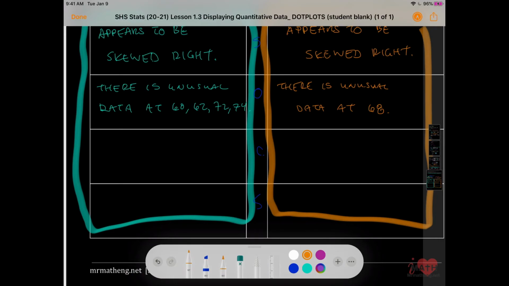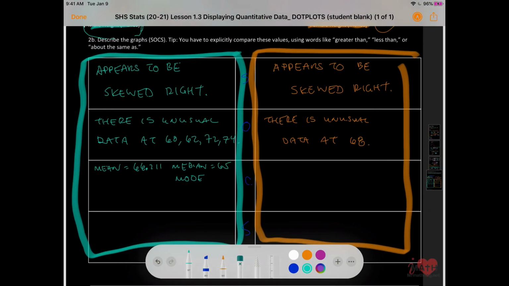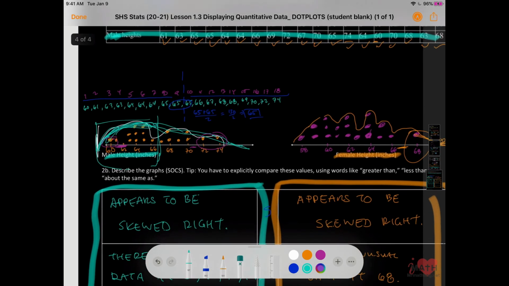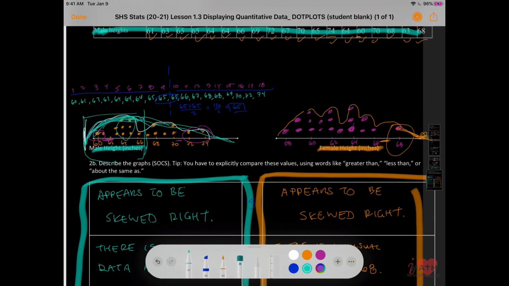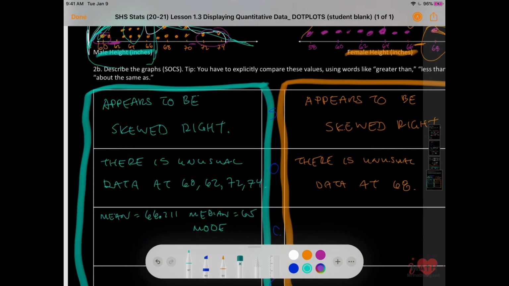Okay, so if you got your center, we said our mean, if you calculated it up, it would have been 66.211. You might be asking about decimals. More decimals, the better. Our median is 65, and the mode that happens the most, I didn't calculate that one. Let's see. I'm just looking at the bumps. That's a good way of using the dot plot. 64, 65.